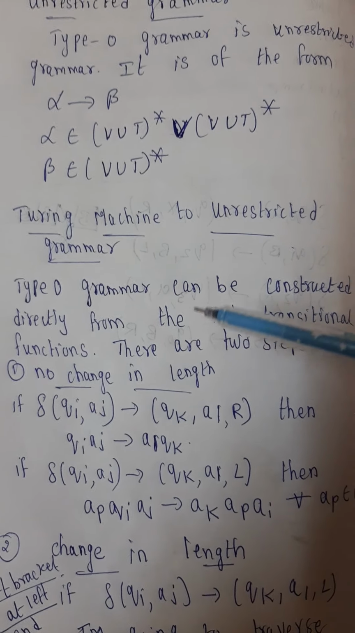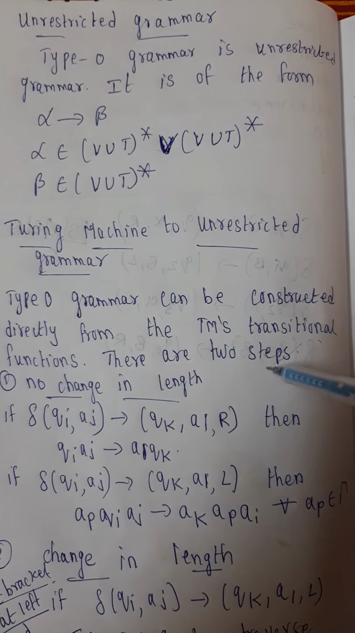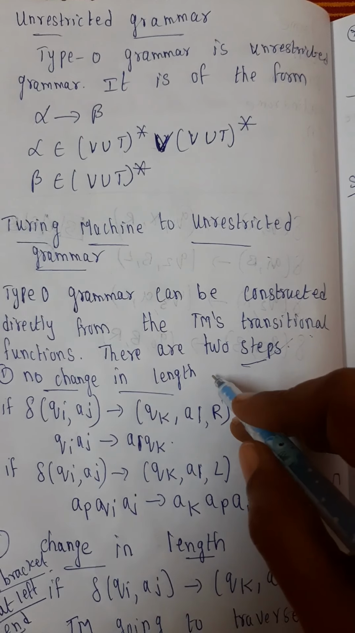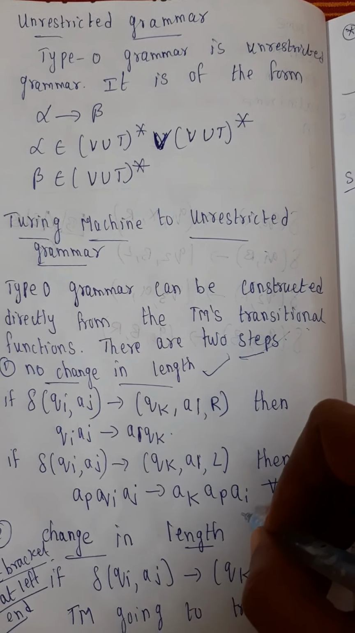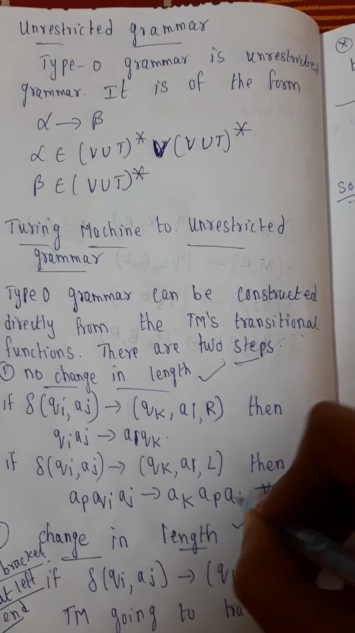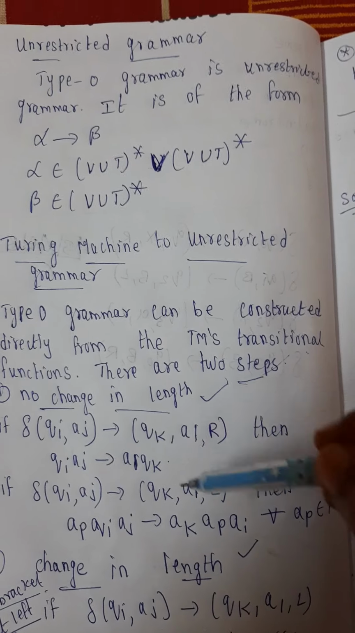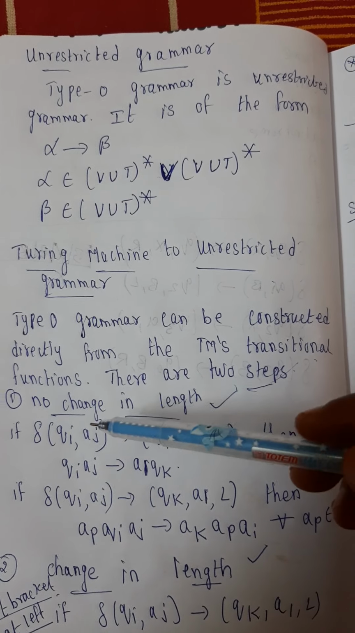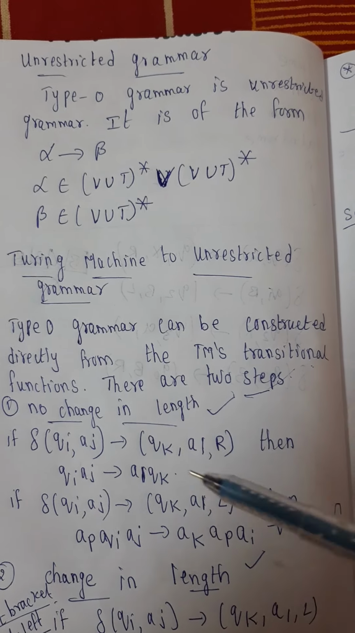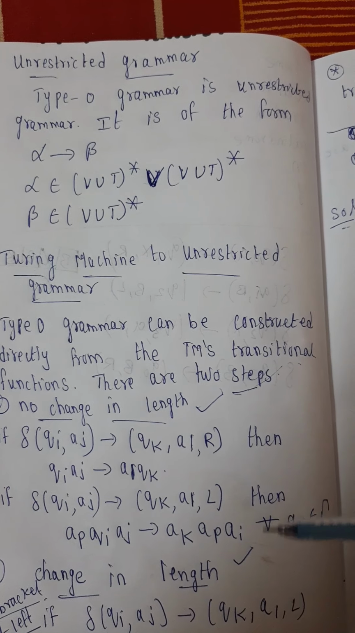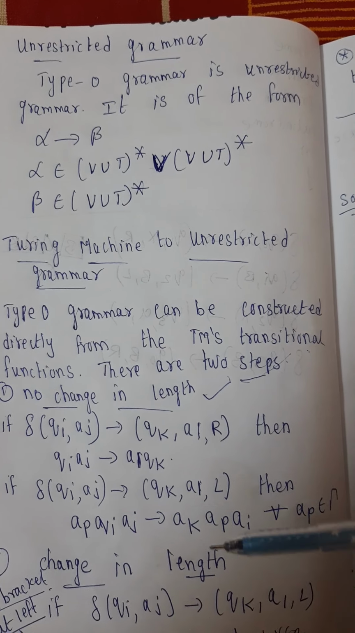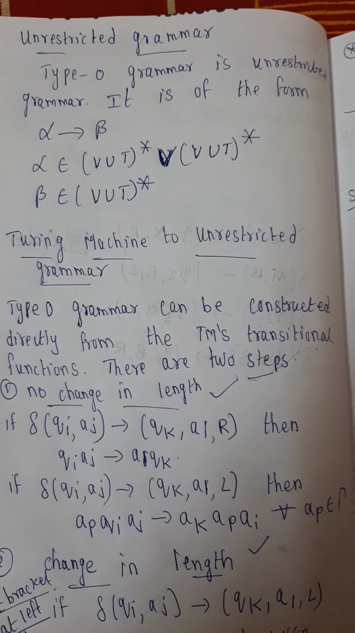So for that, what are the steps we have? We have two steps here. The first step is no change in the length, and the second step is change in the length. It's a little difficult, so let's see it step by step. First is no change in the length. These are all the steps we have to do when converting into the unrestricted grammar.